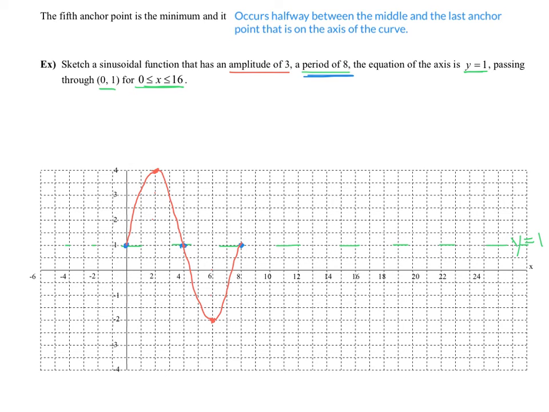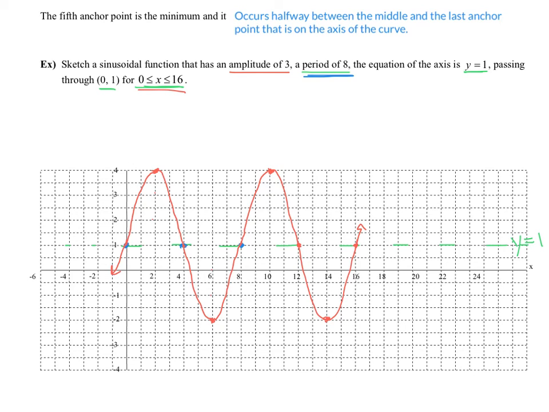So once we've got that, it's really easy now to extend that curve. I know every 2 blocks I'm at one of my anchor points. So I'm going to go up to a max. 2 blocks later, I'm back at the axis of the curve. 2 blocks later, I'll be at my min. 2 blocks later, I'm back at the axis of the curve. So now I've sketched that for my domain of 0 to 16 for my x. So you want nice smooth values here. And you could continue that on. I'm just going to draw some arrows here to say that it does actually continue, but we need a minimum of 0 up to 16 there.